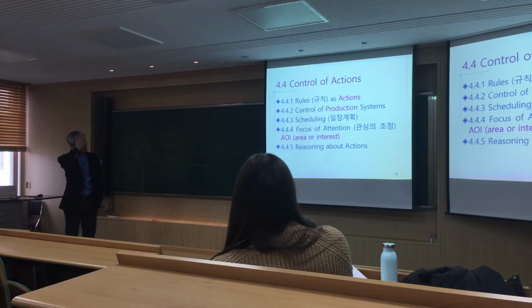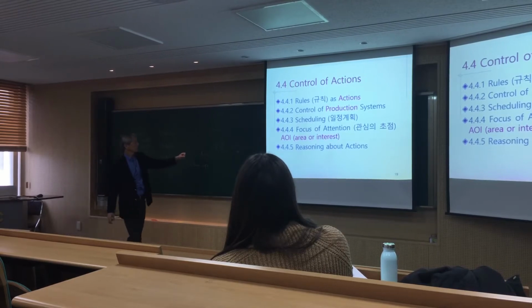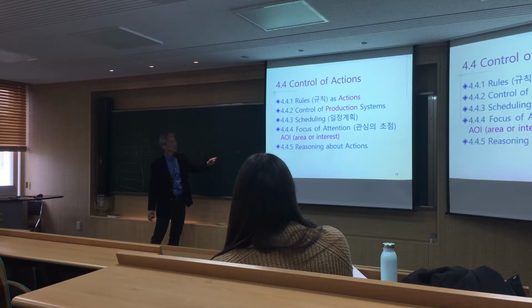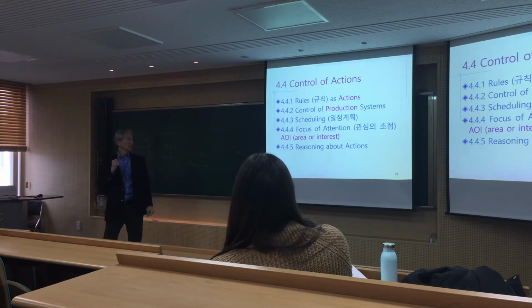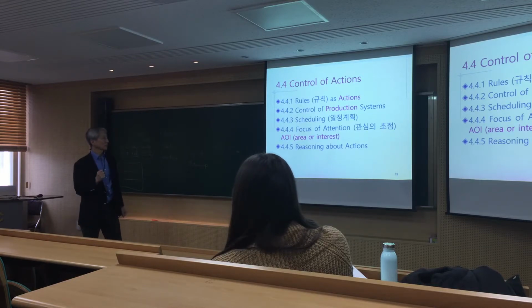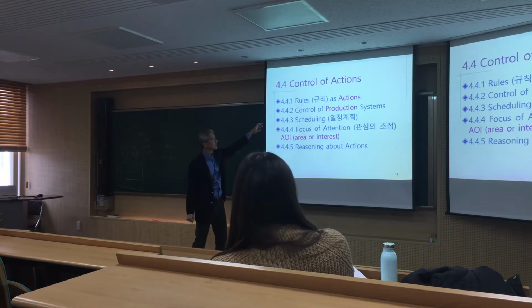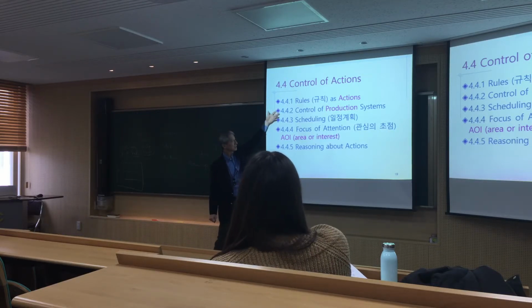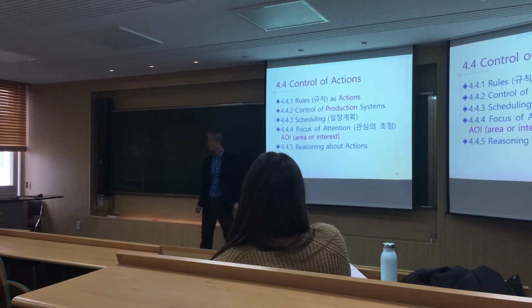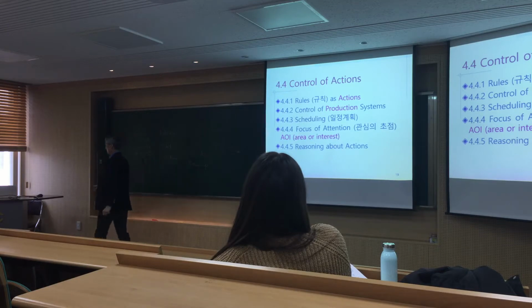And control of actions, the rules. This is a rule, right? Rules can be used as action. Action is something working, right? Activity. And then production system, and also they are talking of scheduling. These are related. And also area of focus, and then reasoning of actions are used.